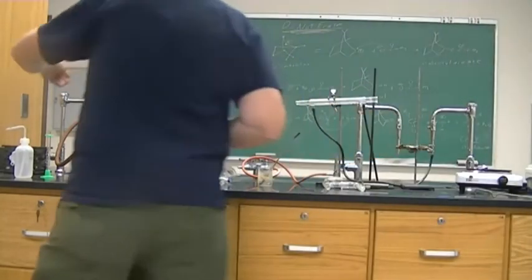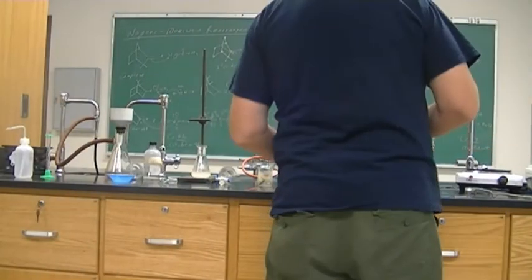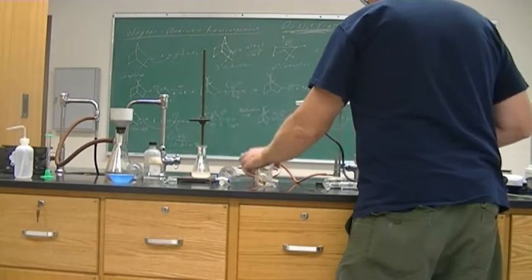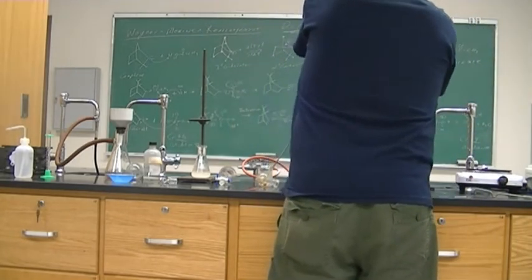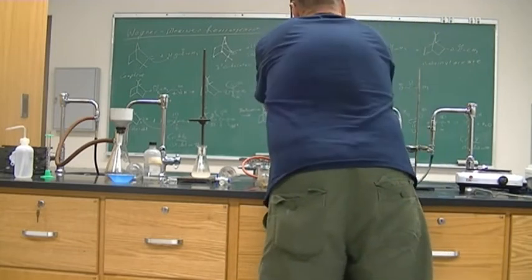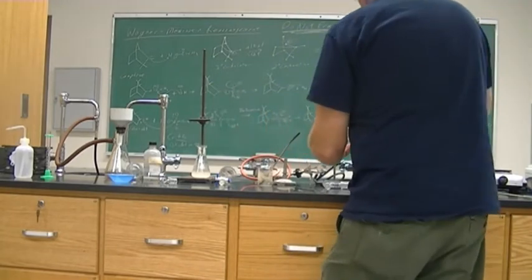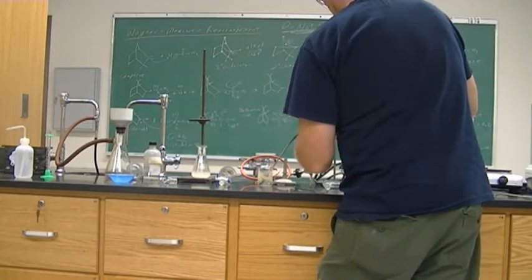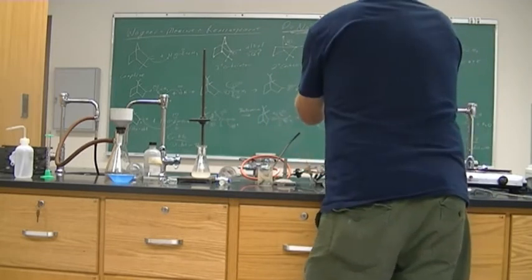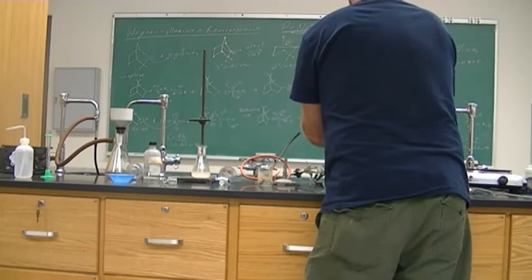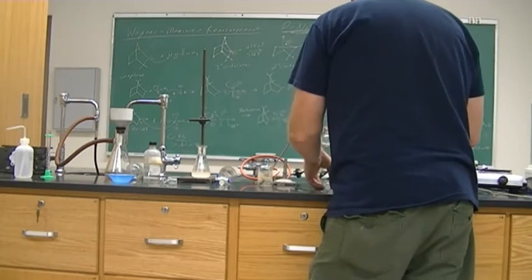Turn off water. Suction filtration. All right, so we're gonna set up our tiny distillation. We're not gonna use a condenser for this tiny distillation, because the condenser tends to get clogged. So we're just going to go here.